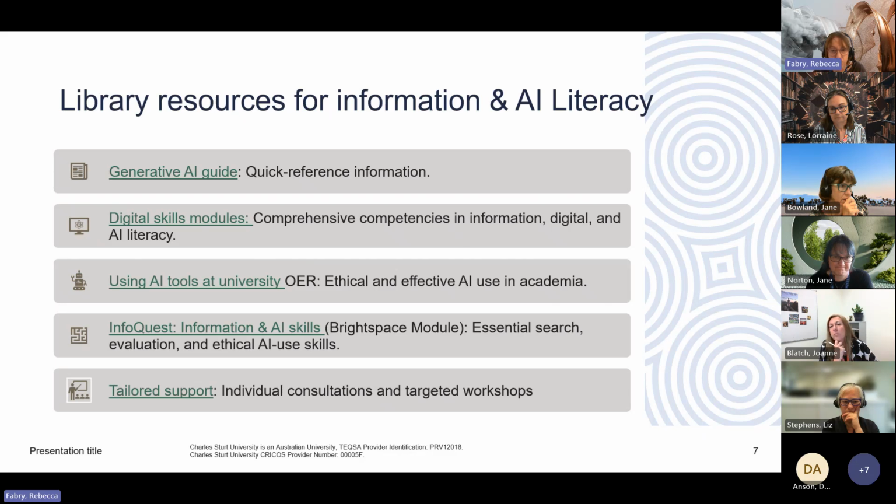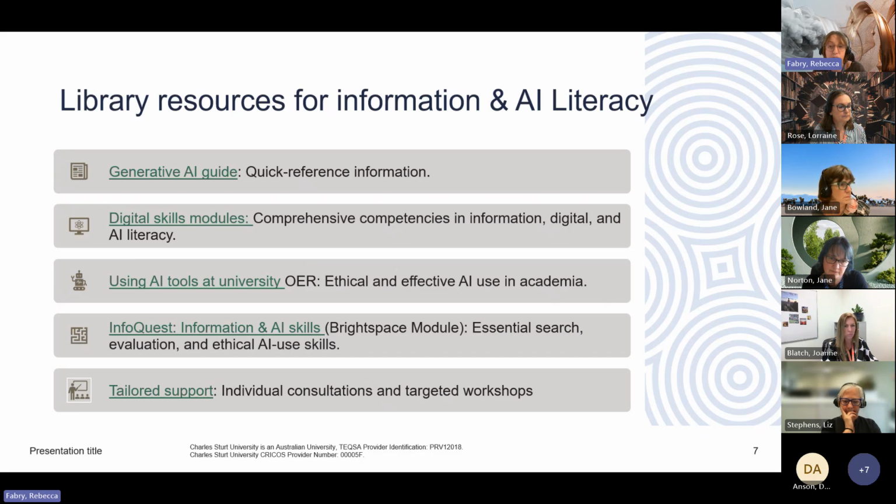First up, we've got our generative AI guide, which is that sort of quick reference information, and that includes information for study, for teaching, and for research as well. We then have our digital skills modules, and these are flexible, self-paced modules which cover really comprehensive competencies in information, digital, and AI literacy. And those modules include topics like artificial intelligence and security and safety online.